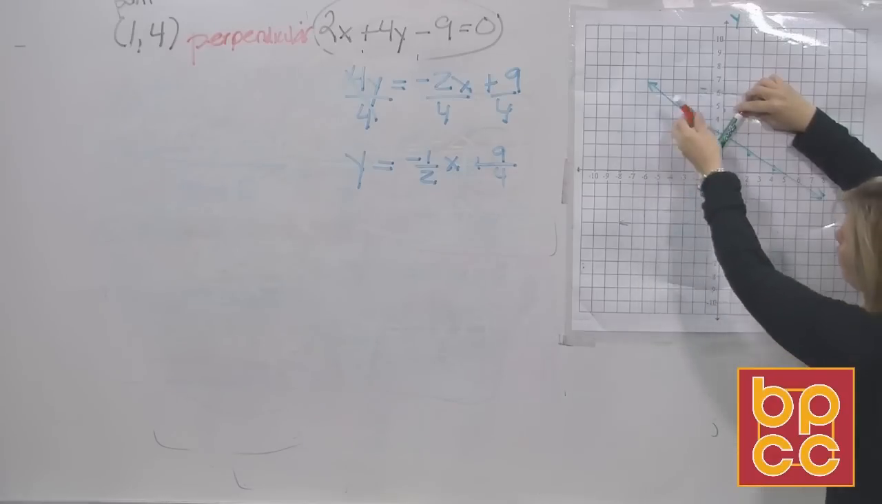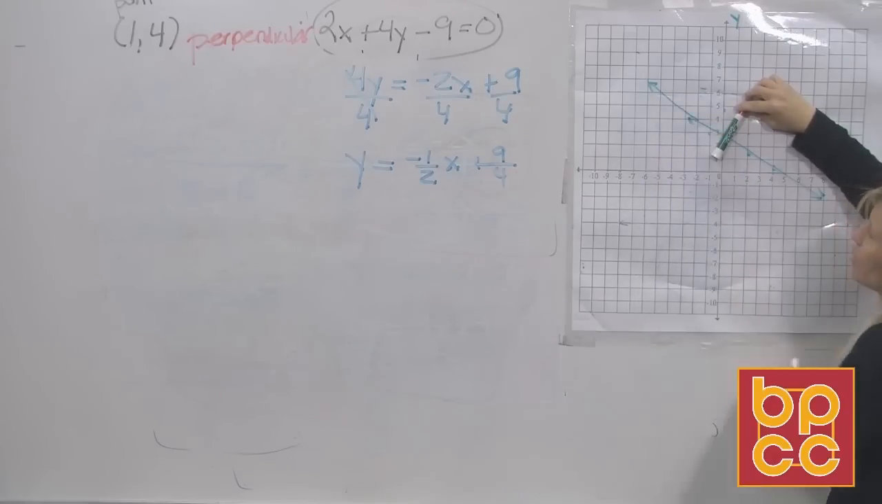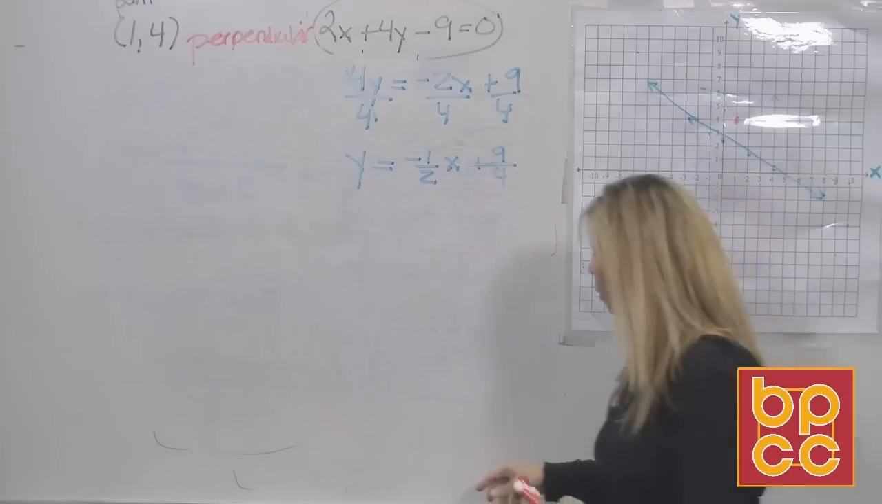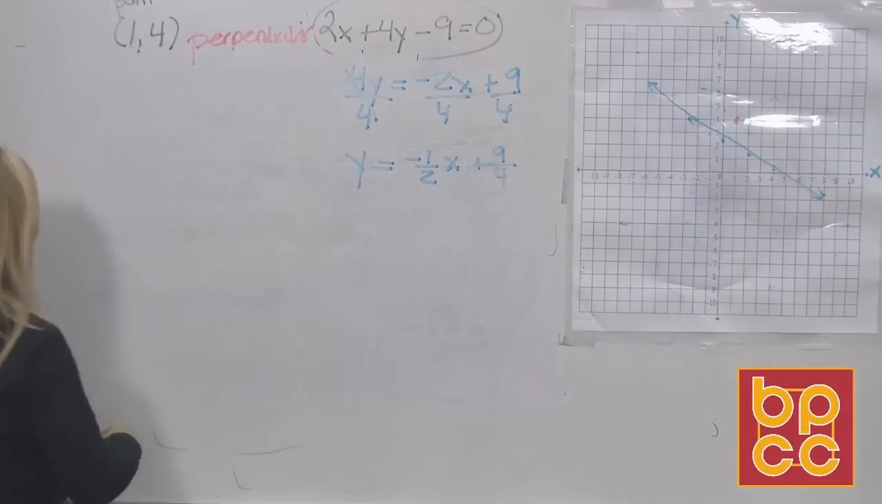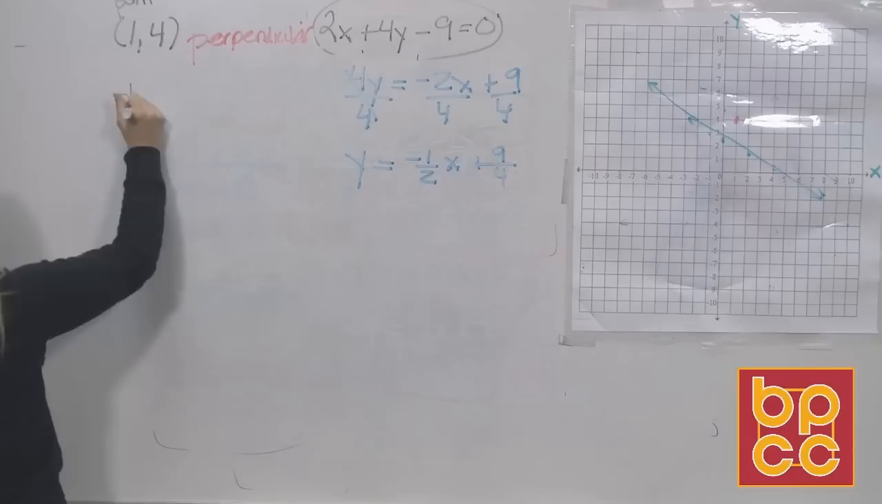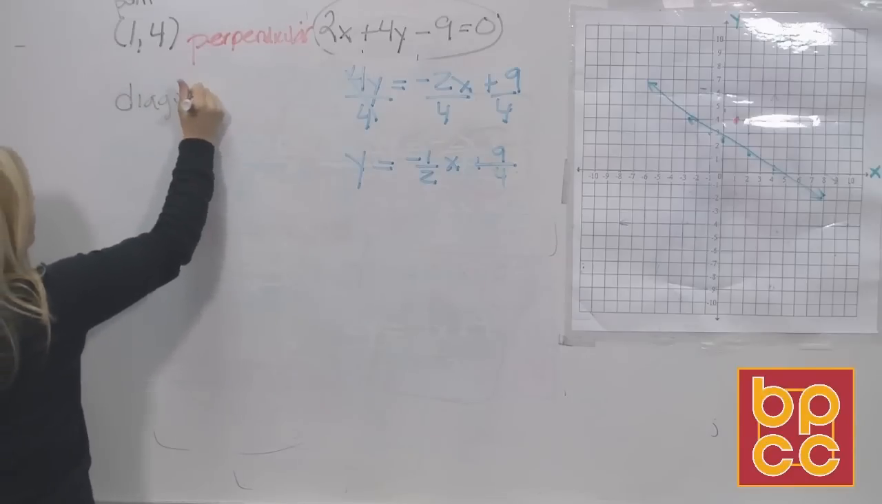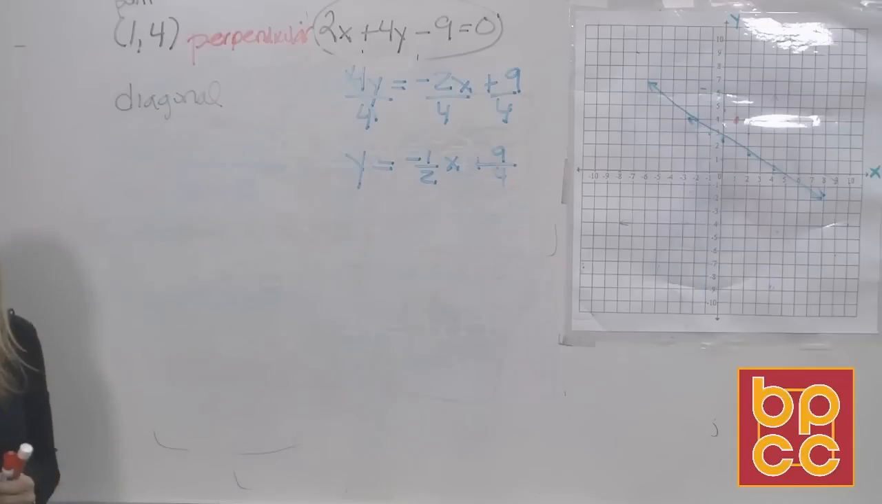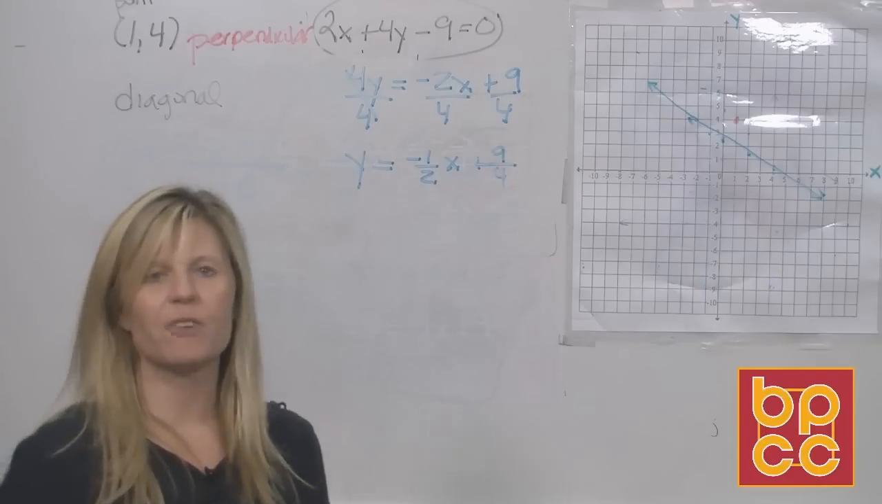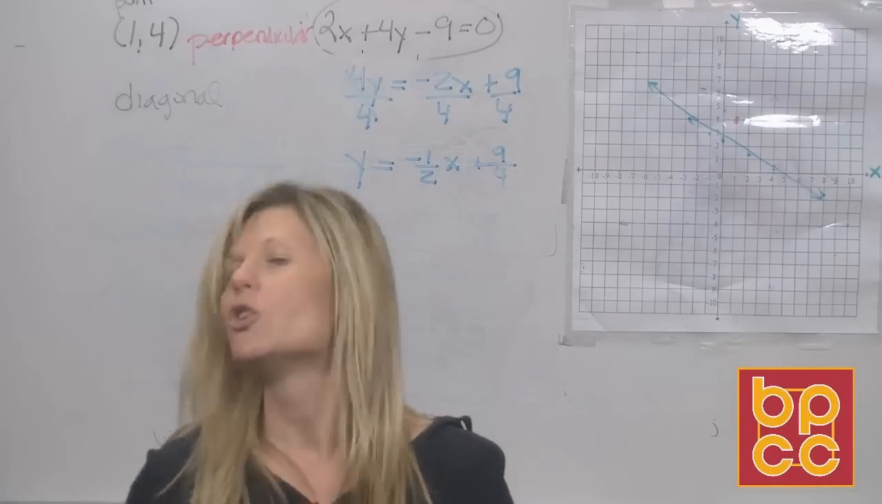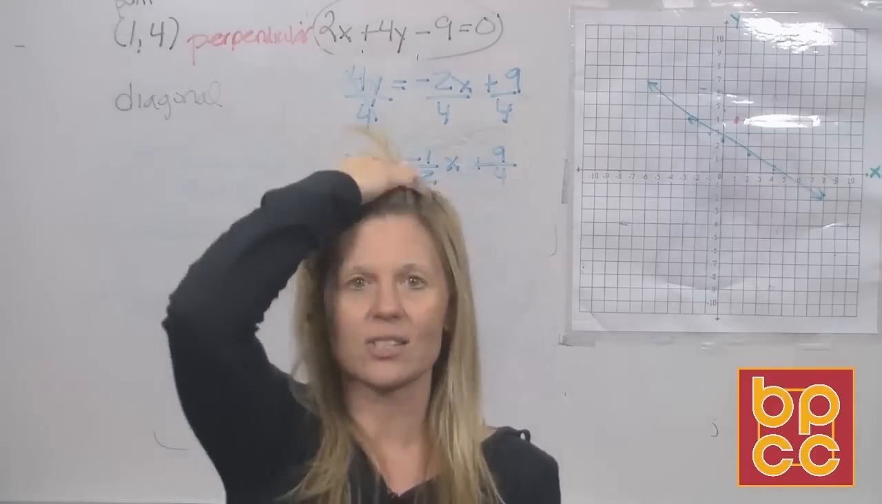That's perpendicular. There's the L. There's the 90 degrees. So now we know we need an equation of a diagonal line. Well, this is going to be tough. You have 2 decisions. Do you have enough information to fill in slope-intercept? Do you have enough information to fill in point-slope?